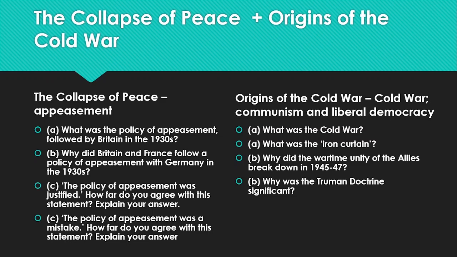I want to also draw particular attention to the 2 B questions for the origins of the Cold War. Because although a concept isn't mentioned, you can make very good use of communism and liberal democracy in explaining why the wartime alliance broke down, or why the Truman Doctrine was significant. Indeed, I think the ideologies are central to both explanations. But sometimes you have to see the opportunity to use concepts.